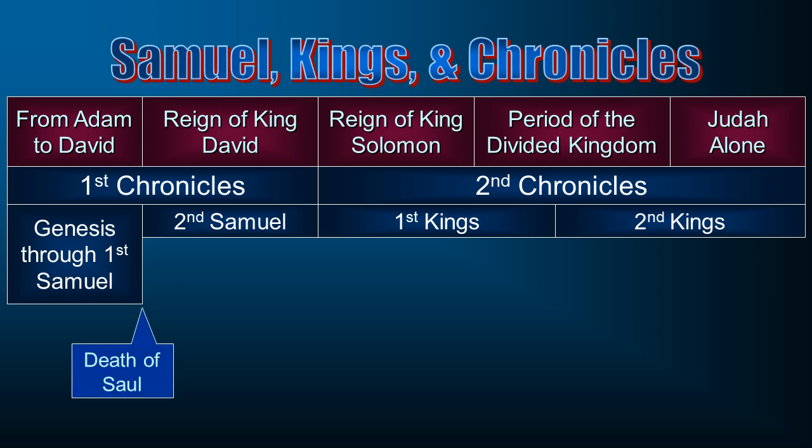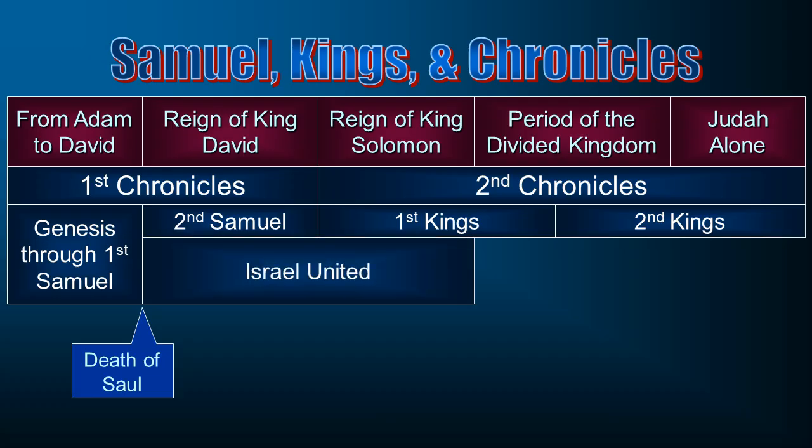So notice we start off with the death of Saul, which actually is in First Samuel right at the end. And Israel is united, and then that takes us through the reign of King Solomon. Again, Israel is united from the death of Saul throughout the reign of David. Now we're going to go back and talk about some things that are missing. Remember, Ishbosheth is in that period, but he's not going to be mentioned here.